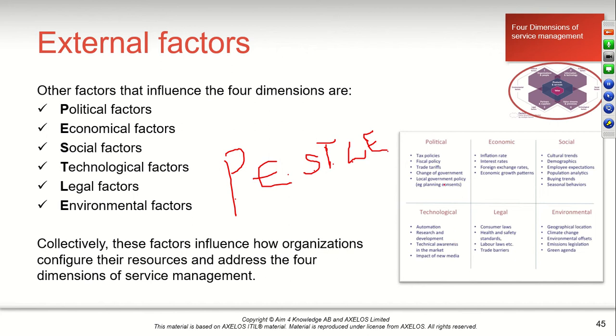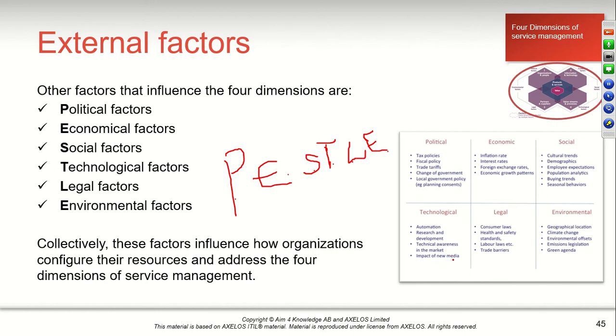An example of each of these factors are listed here. Political factors can be due to tax policies, it can be due to change of government, and then the economic factors can be due to inflation rate, interest rate, foreign exchange. Social factor can be due to the cultural trend, the buying trend, the seasonal behavior of the people, and then technological can be because of automation, because of research and development, because of the technical awareness in the marketplace, and the impact also of new media.